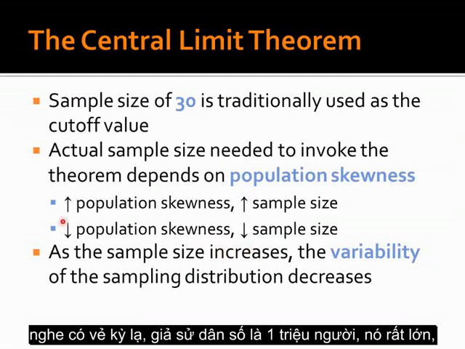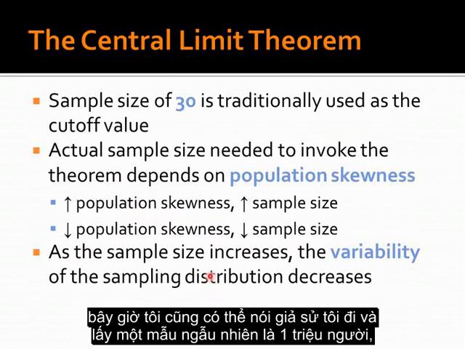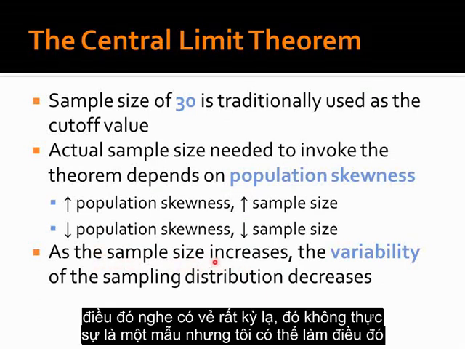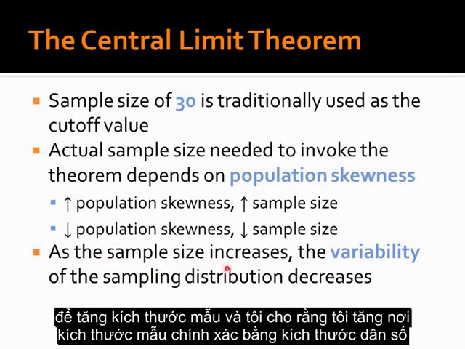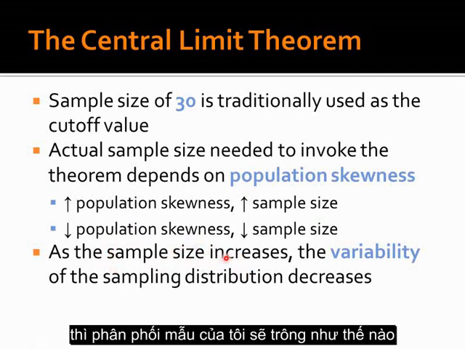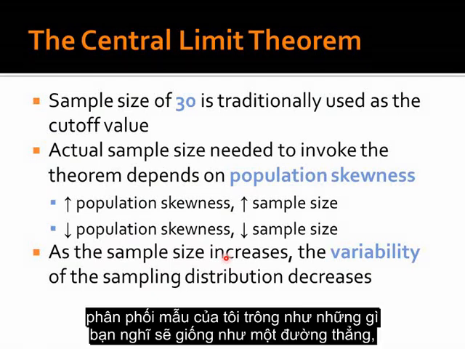Sounds weird, right? Let's say a population was 1 million. That's huge. Now I could also say, assume I go and take a random sample of 1 million people. That sounds very weird. That's not really a sample, but I could do that. So I increase the sample size, and suppose the sample size is exactly equal to the population size. What is my sampling distribution going to look like? It's going to look like a straight line, right?